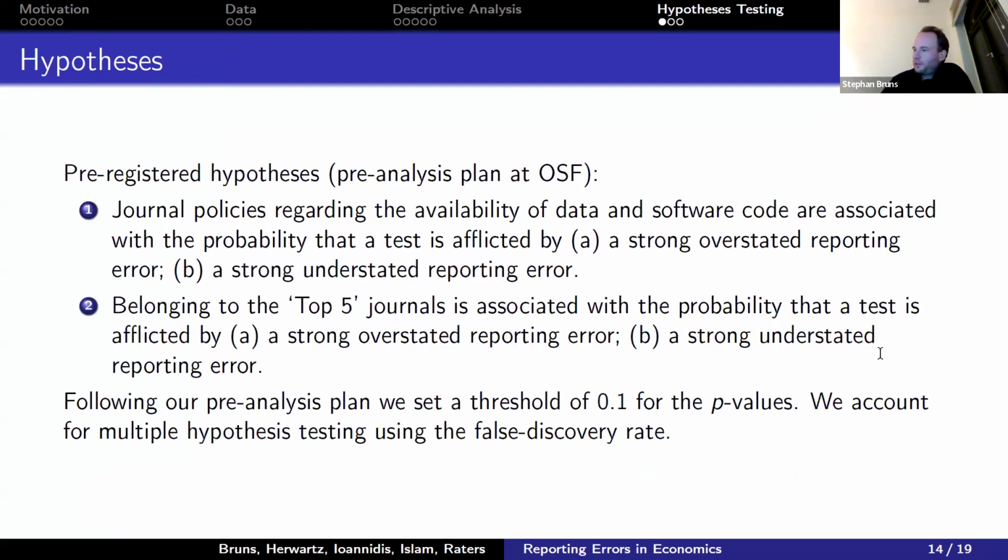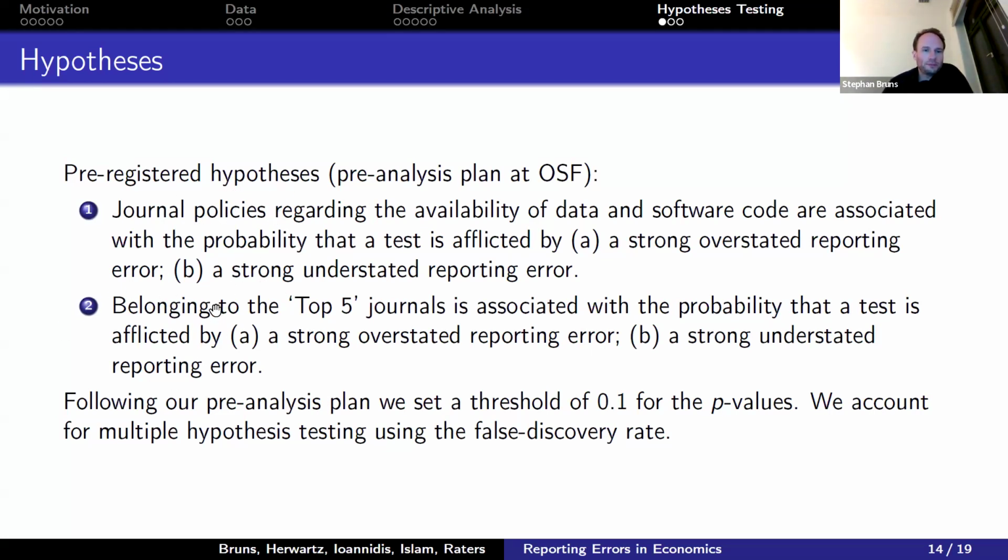Okay, coming to the hypothesis testing part. So we pre-registered two hypotheses. The first one is that journal policies regarding the availability of data and software code are associated with the probability that a test is afflicted by a strong overstated reporting error and a strong understated reporting error. So the idea is that there are a lot of arguments that data and code availability policies are helpful in improving research quality, and we actually wanted to check this.